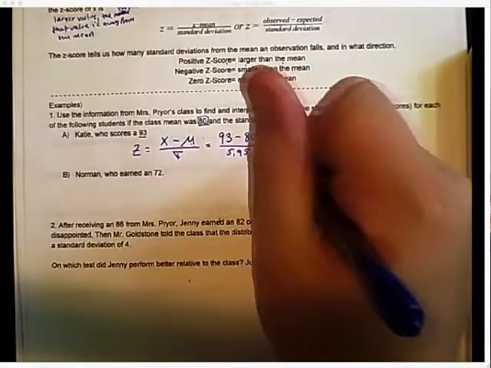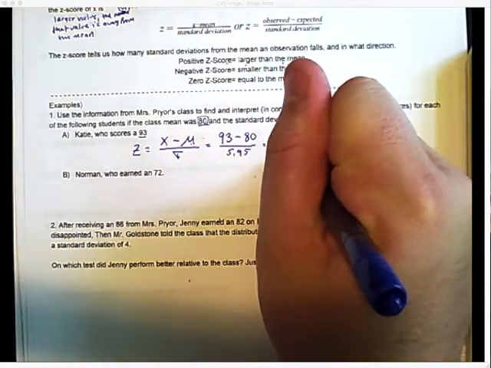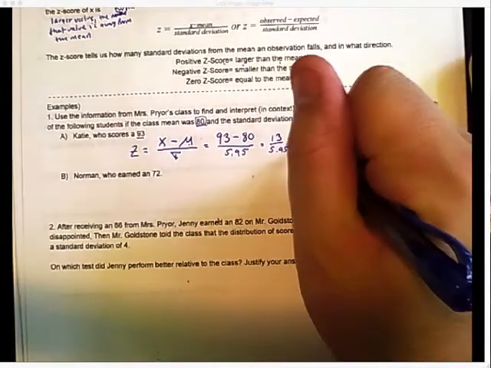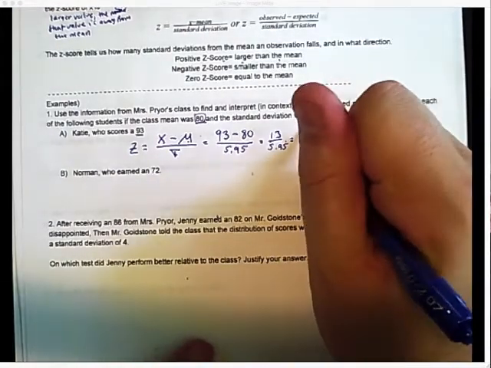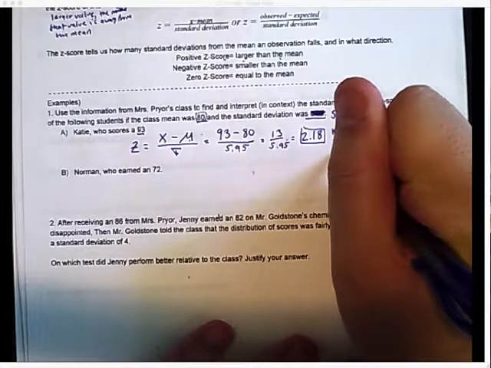All right, so let's do this calculation for Katie. 93 minus 80 is 13. I'm going to take 13 and divide it by 5.95. So that's 2.18. This is Katie's z-score. So Katie's score falls 2.18 standard deviations above the mean. So what can we say about Katie? She's smarter than average.